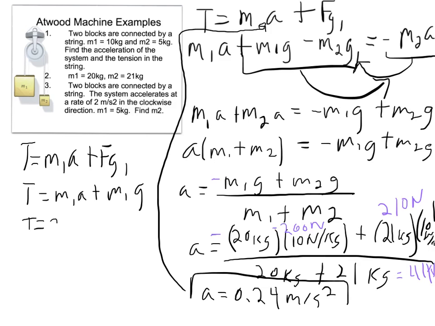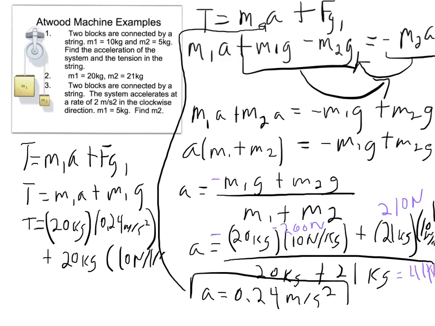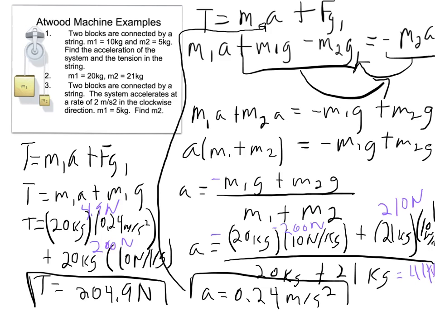We know M1, we know A and G. T equals 20 kilograms times 0.24 meters per second squared plus 20 kilograms times 10 newtons per kilogram. Grab a calculator. Okay, I get that the first term is about 4.9 newtons. The second is 200 newtons. So my tension then is T equals 204.9 newtons. That is the tension in that rope.